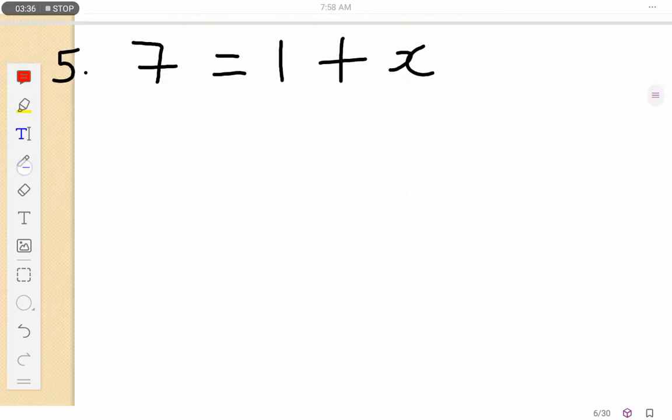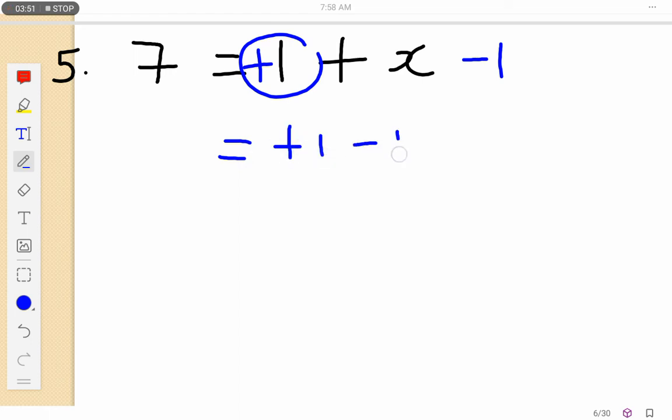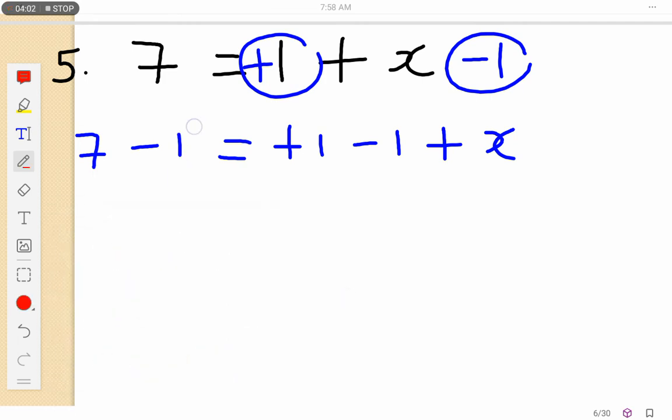Okay, this one, we want to remove this one this side. It's like this is plus. So for me to remove that one, I can simply say minus 1. So I'll have it as plus 1 minus 1 plus x. Okay, so this minus that I have introduced, I also do it on the left side. So I have 7 minus 1, like that, such that here I've got minus 1, here I also have minus 1. It's balanced like that.